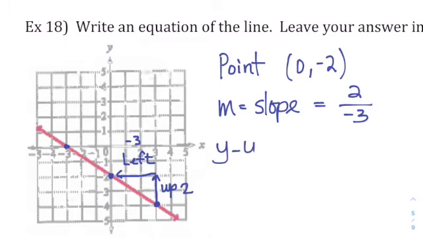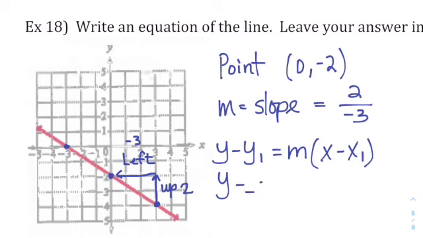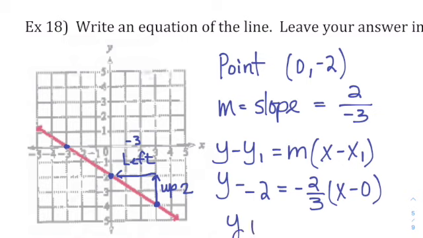Okay, write it in an equation: y minus y1 equals m times x minus x1. So y minus a negative 2 equals m, negative 2 over 3, times x minus 0. To simplify this, it's just y plus 2 equals negative 2 over 3 times x minus 0.